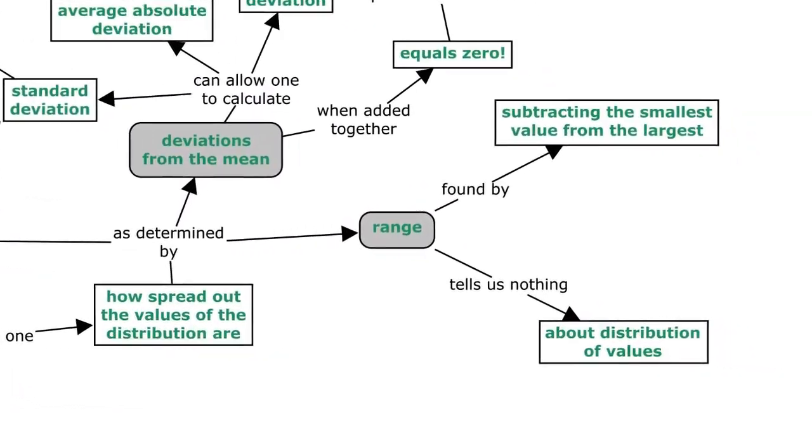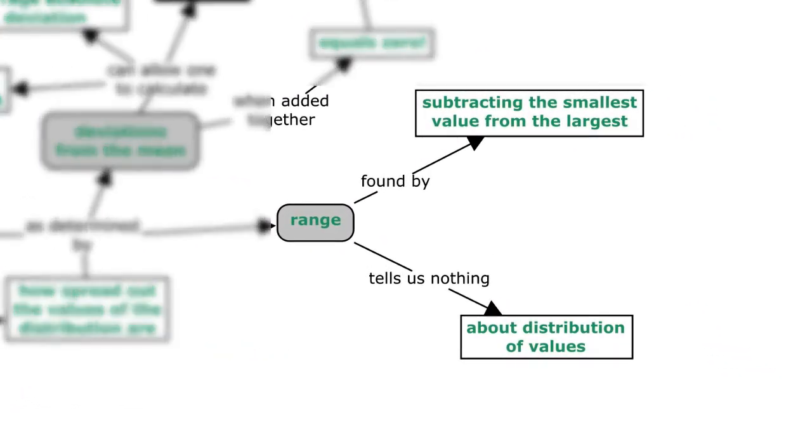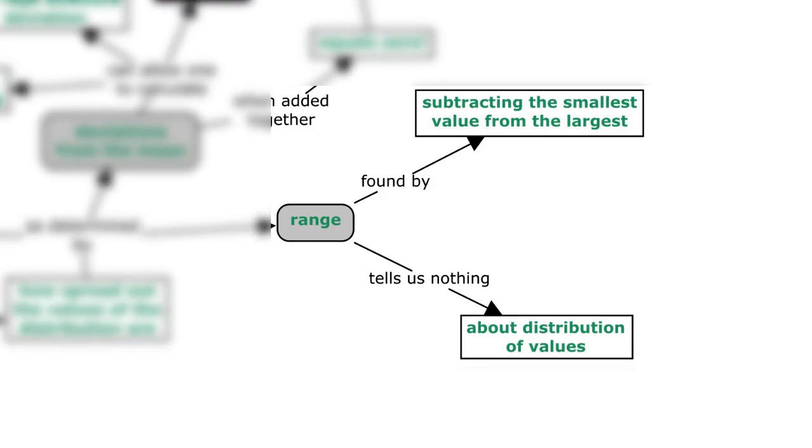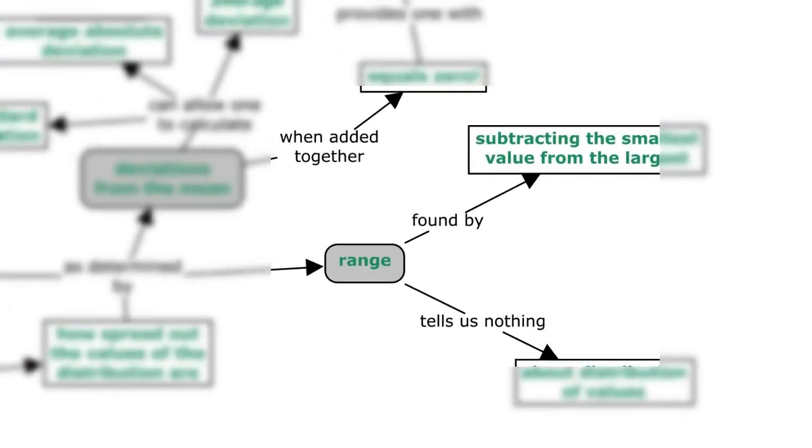The range is perhaps the easiest to calculate. It's calculated by taking the smallest value in our distribution and subtracting it from the largest value of the distribution. The thing is, a range really tells us nothing about how all of the values in the distribution are spread out. It just says something about the smallest and the largest.